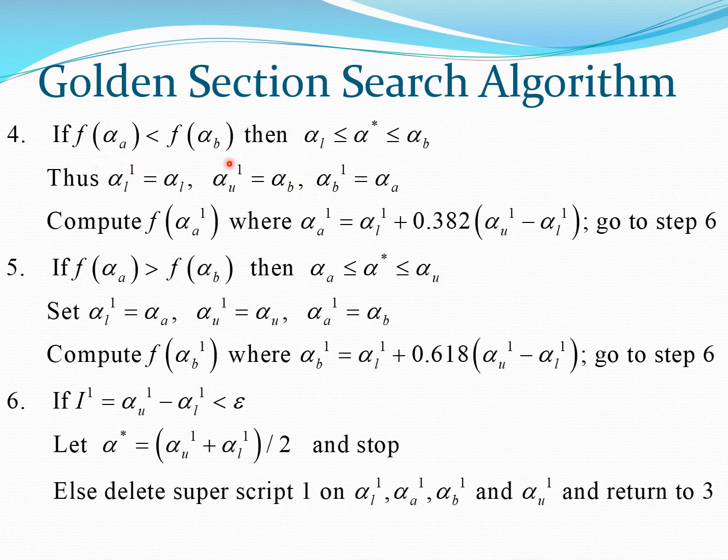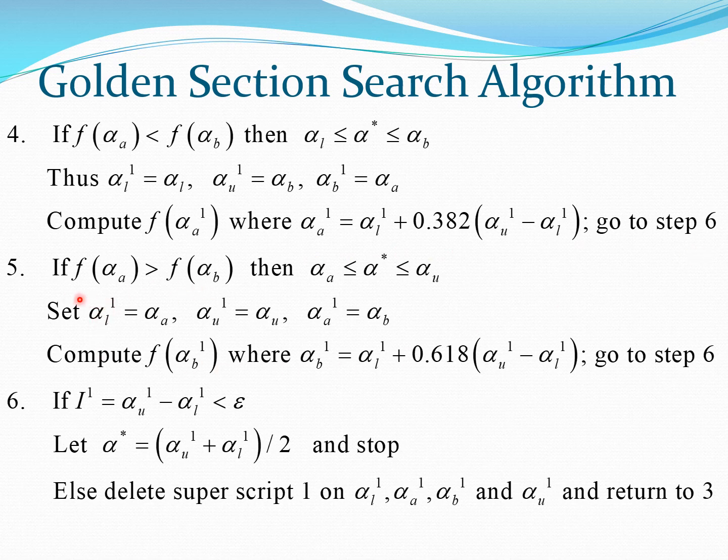Now the next step involves something which we have already discussed before, that if the function at alpha A is less than alpha B, then the interval essentially becomes between alpha L and alpha B. And then what you do, you replace this L star by L, U by B, and B by A. So essentially you are truncating the interval by declaring this as the lower bound, you can see here, this as the higher bound, you can see here, and one more of those points is captured in between. Now you can compute f of alpha A1 here, where this value is there, and then go to step 6.